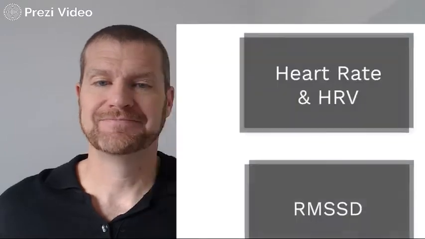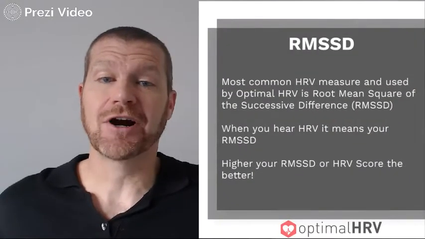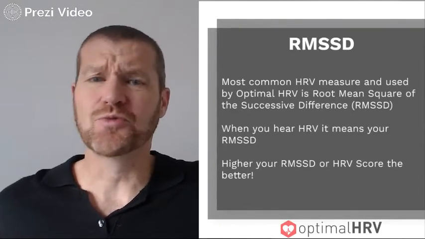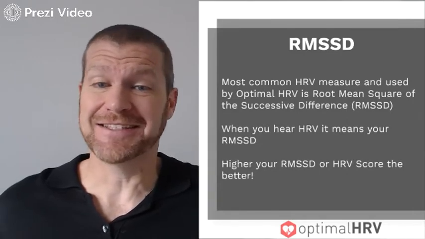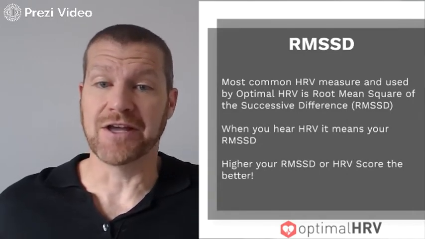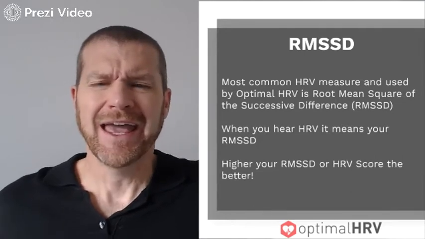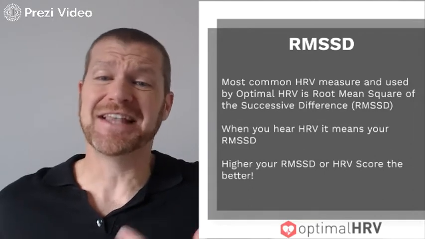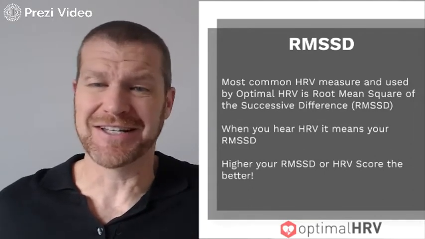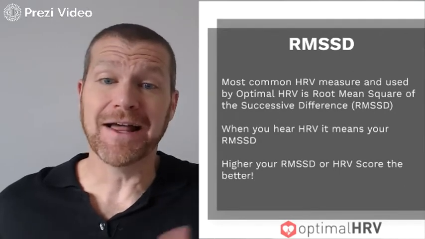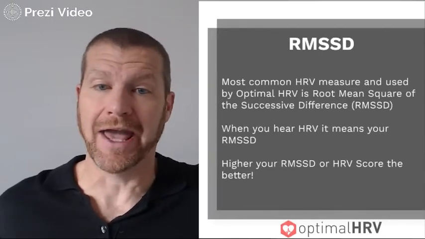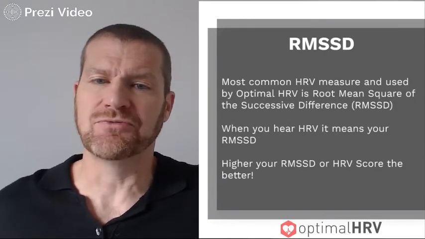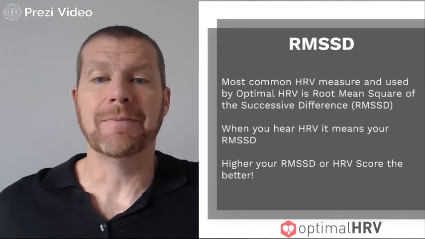One of the most common measures of heart rate variability is root mean square of successive differences. This is a really fancy term and a really fancy equation to get you an HRV or a heart rate variability score. In a very simplified way, you can think about it as the average heart rate variability over the time of your measurement. Again, it's a very complex way to measure it, but a really strong way. And we at Optimal HRV chose RMSSD because it's one of the best researched and most commonly used measures out there.